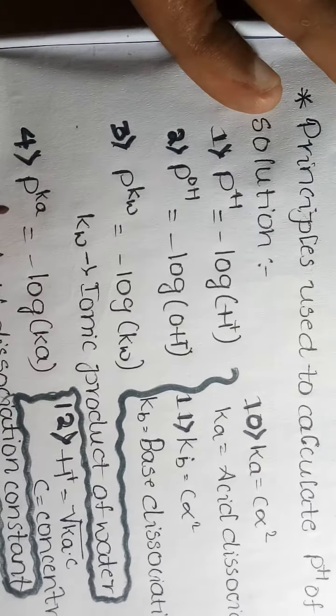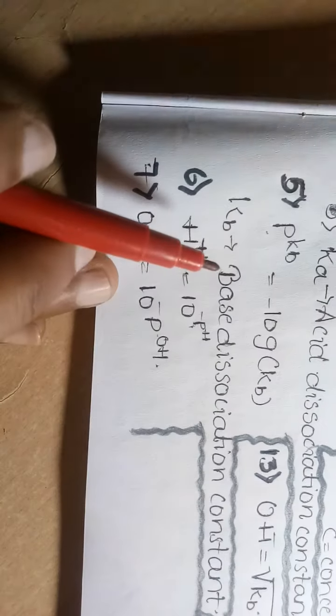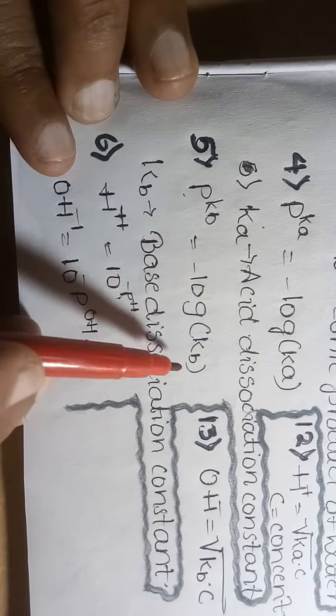Next one, pKa is equal to minus log Ka. Ka is the acid dissociation constant. Similarly, pKb is equal to minus log Kb. Kb is the base dissociation constant.